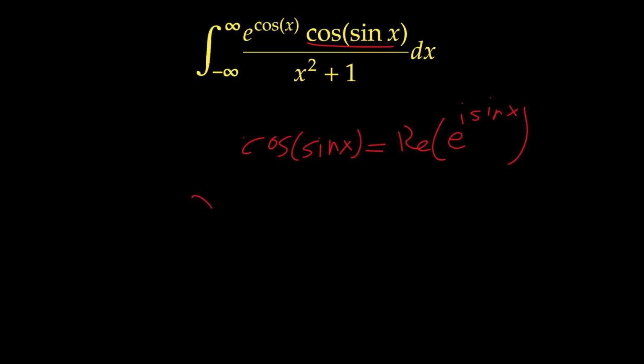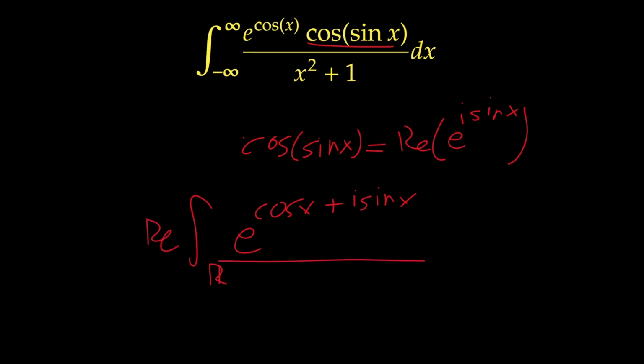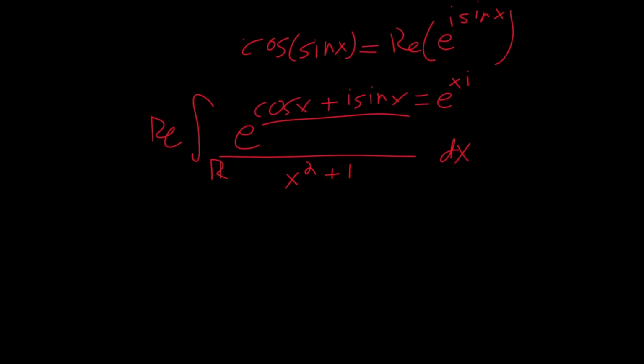So substituting this in, we find that our integral is just the integral over all real numbers of e to the cosine of x, and then by properties of exponents, we have plus i sine of x, and then the real part, of course, I'll write that up front, divided by x squared plus 1 dx. But we also know by Euler's formula again that right there is just e to the xi. So our actual integral takes the form of the real part of the integral over all real numbers of e to the xi divided by x squared plus 1 dx.